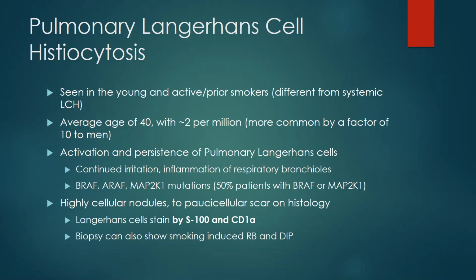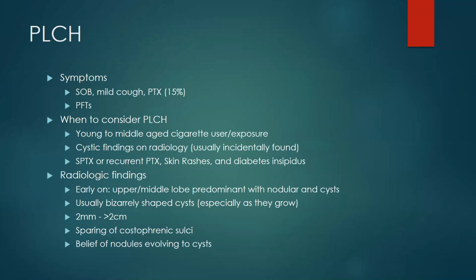Something just in terms of boards, pathology and histology wise: Langerhans cells stain in these situations with S100 and CD1a. And also on biopsy, you can sometimes see smoking-induced RB as well as DIP. So in terms of symptoms, a lot of times it's mild shortness of breath, mild cough, but pneumothorax, which seems to be a common sign seen in these diffuse cystic lung disease patients, can also be seen.